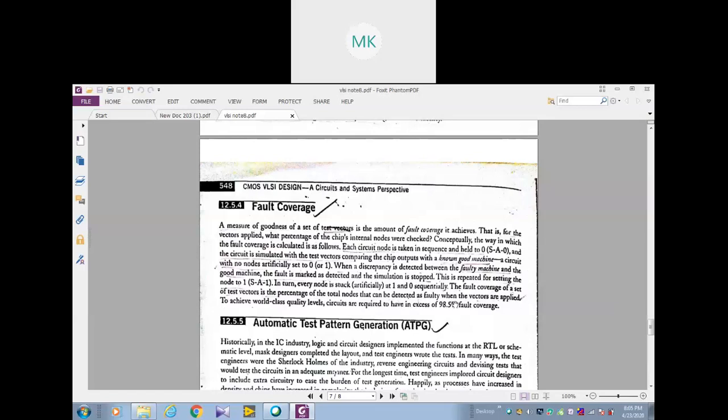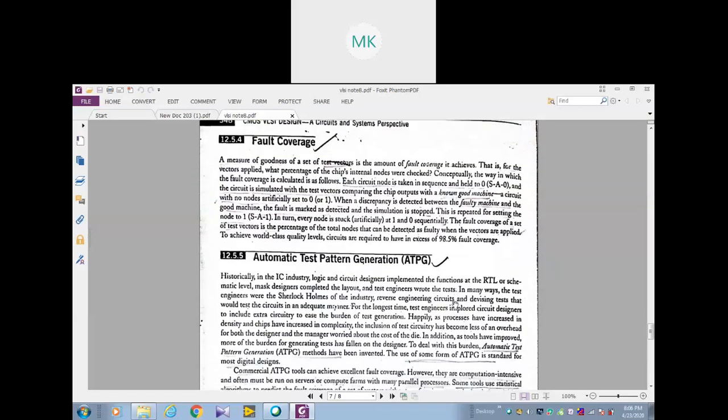Okay, what are the steps of this method? Make all the nodes equal to 0, apply the test vector, compare the output with the good machine, and detect the differences. Again repeat the same thing by making all the nodes equal to 1, then apply the test vector, compare the output with the good machine, and again detect the differences. In this way you can detect the faults in the nodes. Wherever you get faults, by comparing with the standard you can find the nodes. This fault coverage decides the goodness of the test vector.